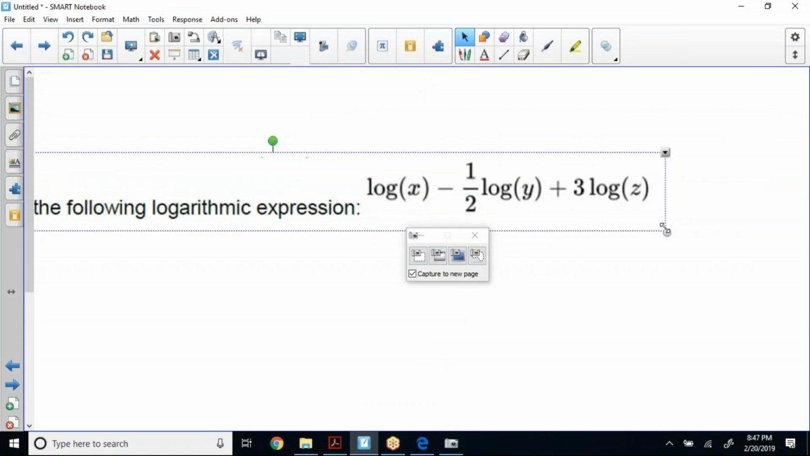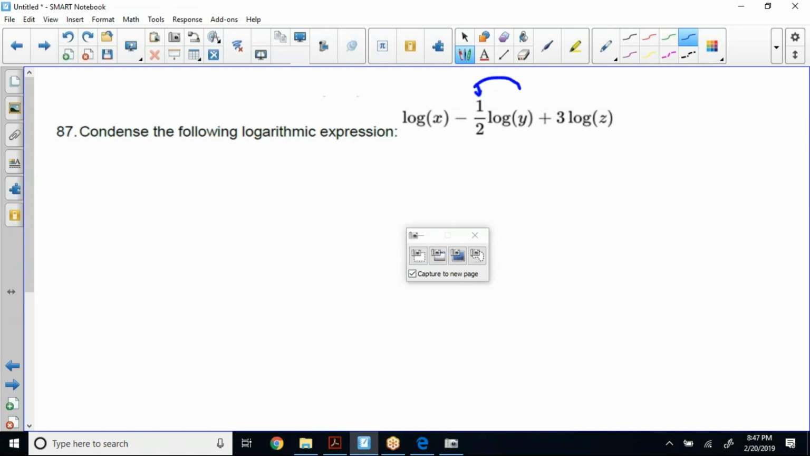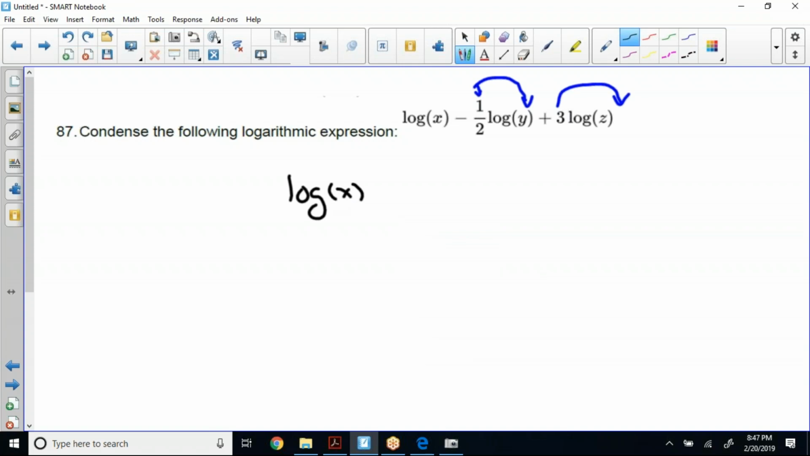So first things first, anything that's out in front of the log has to go back up in here because those are powers, right? So that's what I'm going to take care of first. So I'm going to go log X minus log of Y to the 1/2, plus log Z of 2 raised to the 3rd, right? All right, so here we go.